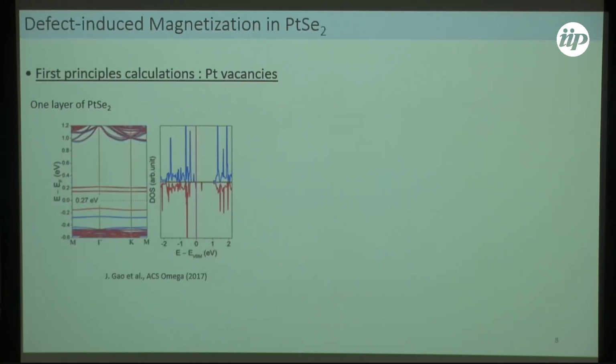And there was a paper from a group in Singapore doing first principles calculations. They showed that both the electronic structure and the density of states are spin polarized if you have platinum vacancies in this material system, predicting around 6 Bohr magneton. It was quite interesting, but it was for one layer. We were doing some charge transport on this platinum selenide before, and getting a monolayer is extremely difficult. So we were wondering if the multilayer would also give some kind of defect magnetism.